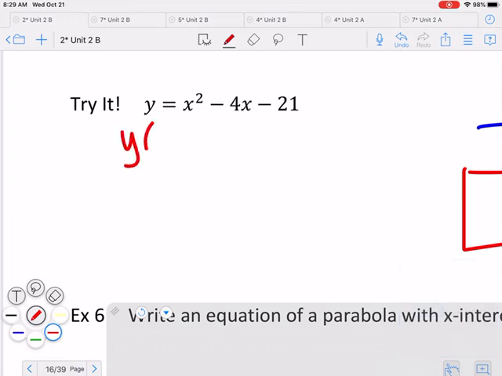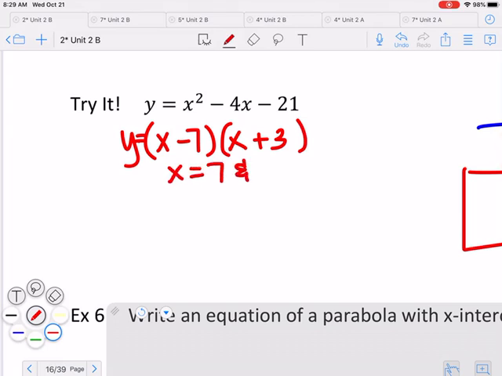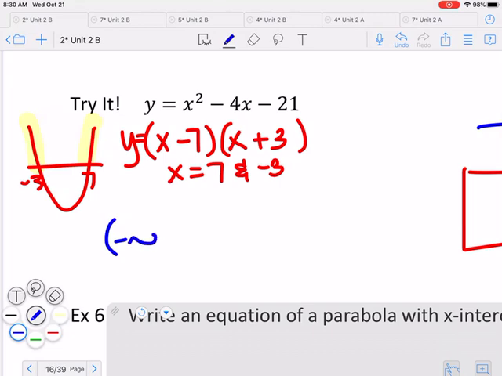Let's see, this would be 7 times 3 gives us 21. And so it would be a negative 7 and a positive 3. So our zeros, forgot my equal sign. Our zeros then, our x-intercepts would be 7 and negative 3. Negative 3 is over here, positive 7. Our parabola is doing this. Above the x-axis is in those two regions. So negative infinity to negative 3 in union with 7 to infinity.